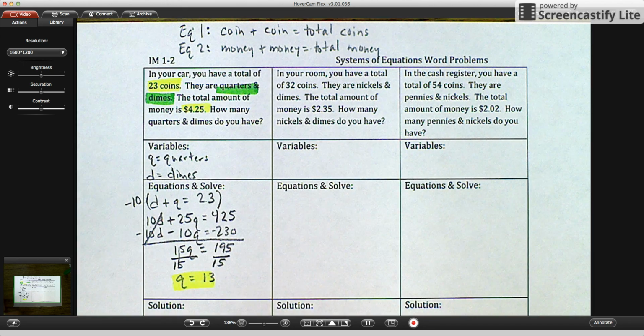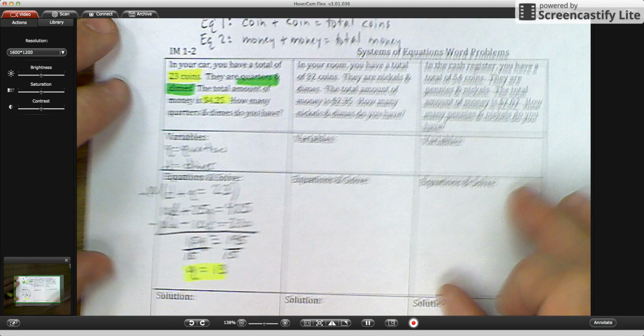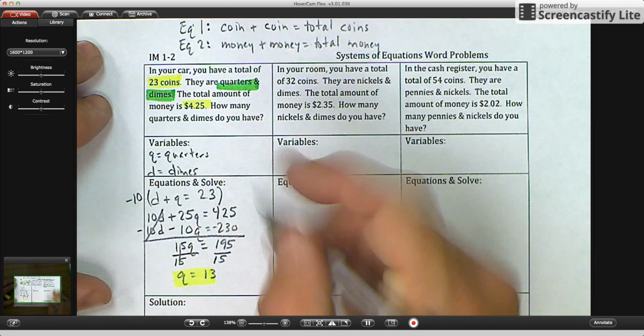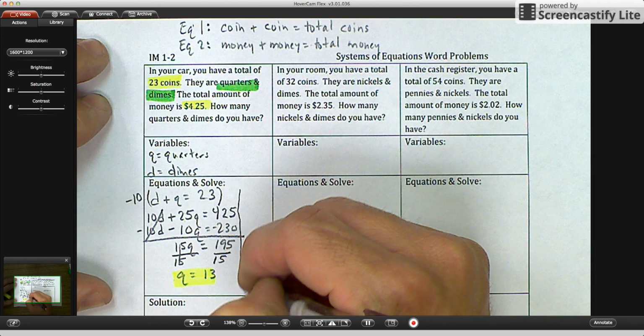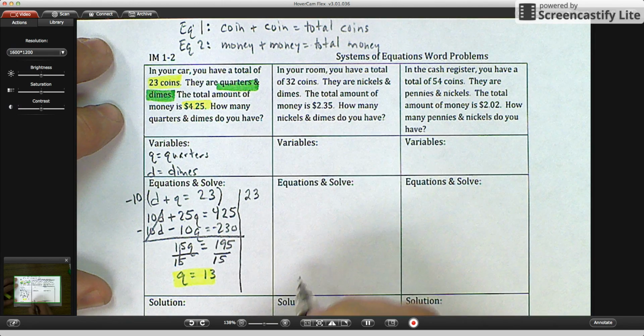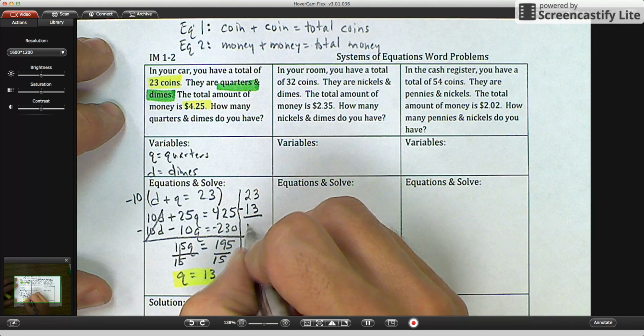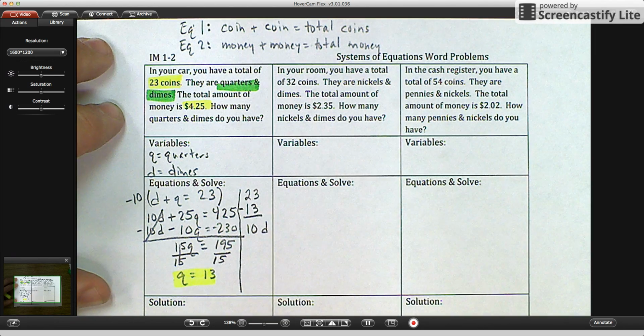Now, to figure out how many dimes we have, we just have to, I move my paper around a lot, we just have to go over here. I'm going to draw a little space. And I'm going to say the total amount of coins. We had 23 total coins. We're going to subtract the 13, and you would get 10. So you would have 10 dimes.